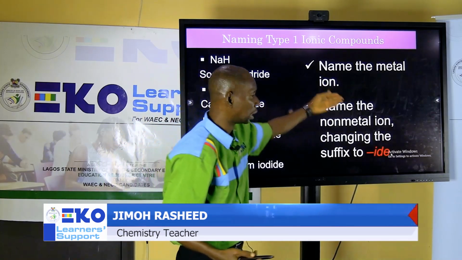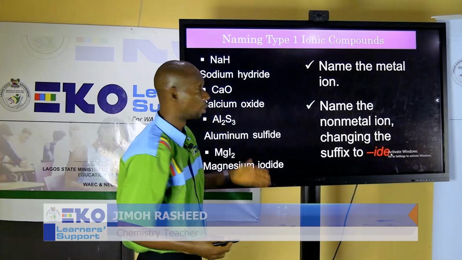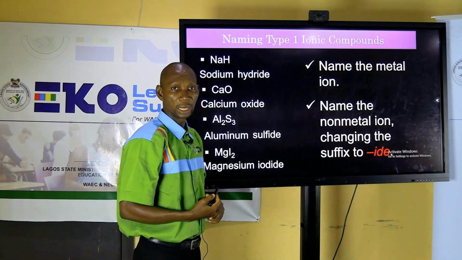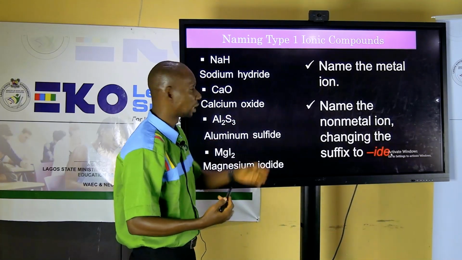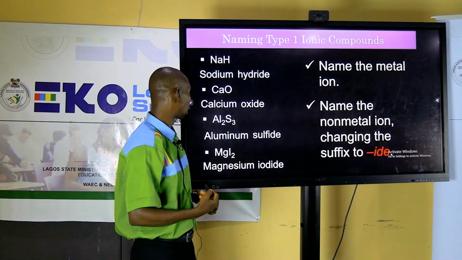So, the rule here is just for you to follow through. Name the metal ion. What's the metal ion? Sodium. Then name the non-metal, changing its name by adding -ide to it. So, this is sodium hydride. You're doing well. Can you attempt the second one?